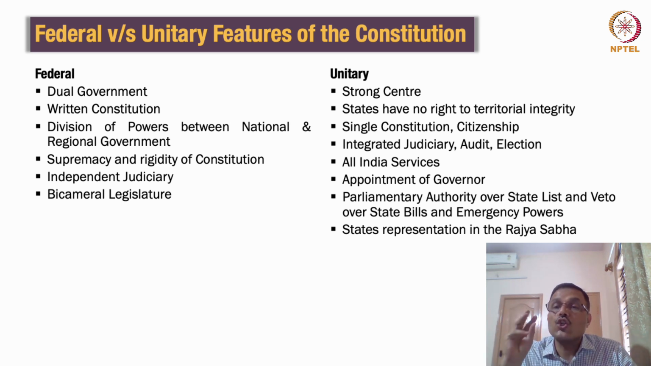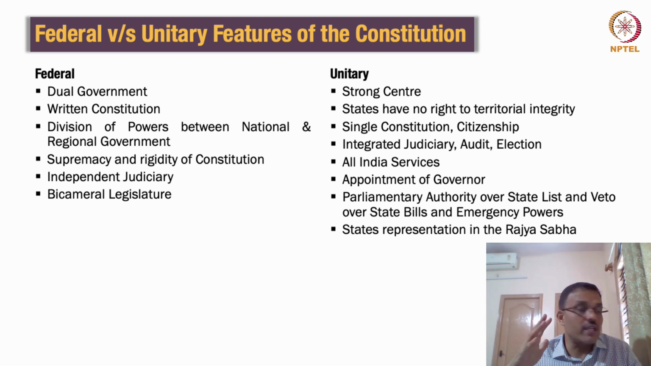First and foremost, strong center. This is a unitary feature: in no case do the states have complete autonomy and independence. Please note the center is so strong that it can override the states by imposing President's rule. So it's a strong center.